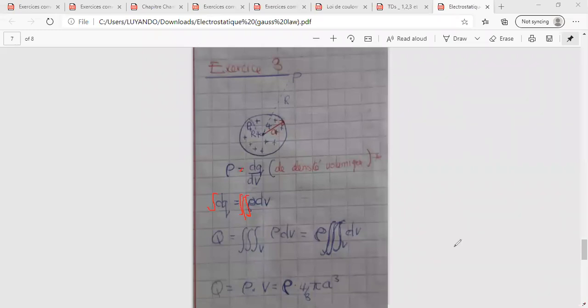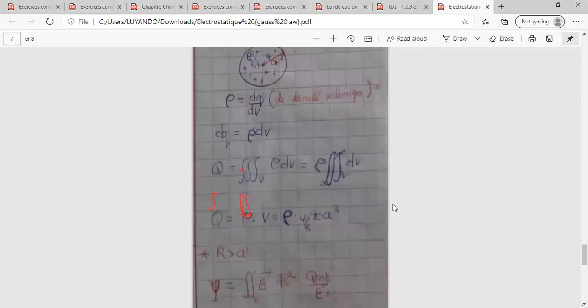So if we integrate our dv, we're going to have V, which is what we have here. So we're going to have our Q is equal to rho times V.